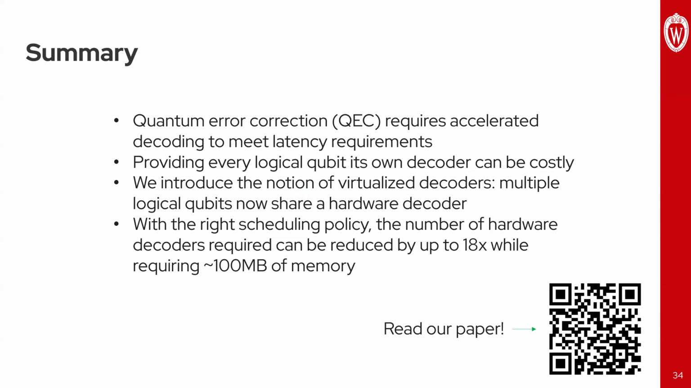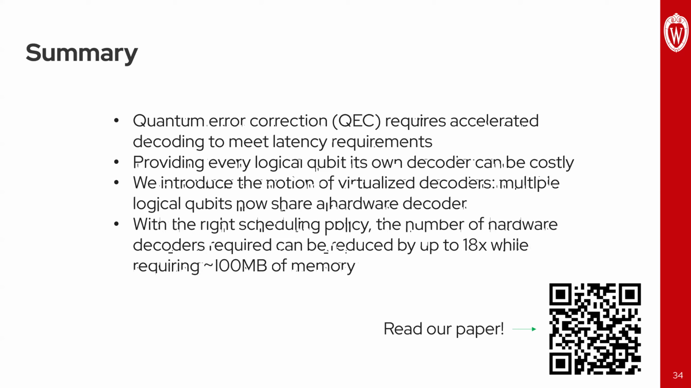To summarize, I have introduced how quantum error correction requires accelerated decoding to meet the strict latency requirements. If we provide each logical qubit a decoder, we would incur a very large cost in classical processing, and we want to reduce this cost. To do that, we introduced the notion of virtualized decoders, where logical qubits now share decoders. How they share decoders was the scheduling policy that I introduced, the MLS policy, as I called it. That determines how logical qubits send their syndromes to a particular hardware decoder and which logical qubits don't.